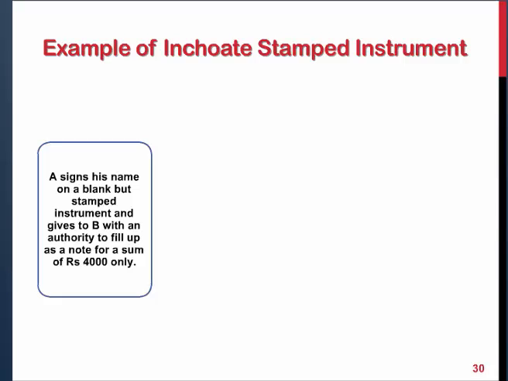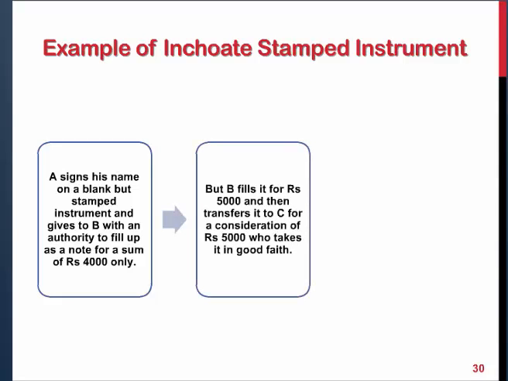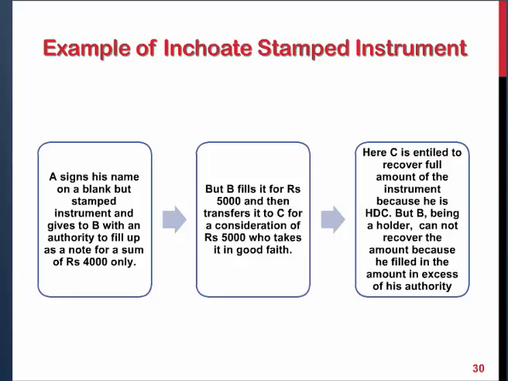A signs his name on a blank but stamped instrument and gives it to B with an authority to fill it up as a note for a sum of rupees 4,000 only. But B fills it for rupees 5,000 and then transfers it to C for a proper consideration of rupees 5,000, who takes it in good faith. Here, C is entitled to recover the full amount of the instrument because he is a holder in due course. But B, being a holder, cannot recover the amount because he filled in the amount in excess of his authority.